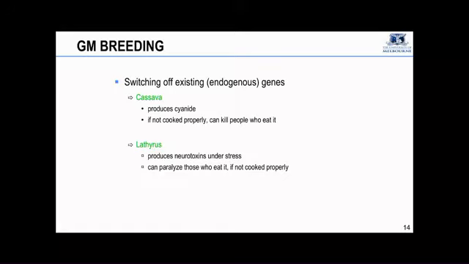You can also switch off genes. I referred to it earlier with cassava, which is an important energy crop in the tropics, and it's a root type crop. It also produces cyanide, which of course is deadly to humans. If you don't cook it properly, you can kill a few. But what we've been able to do now is to turn off the cyanide production in cassava, and it suddenly becomes a much safer food crop. Lathyrus also has some neurotoxins, and the same thing has happened. So it's about switching off dangerous genes that you've got in what are pretty good crops, but they're dangerous because they've got toxins in them.